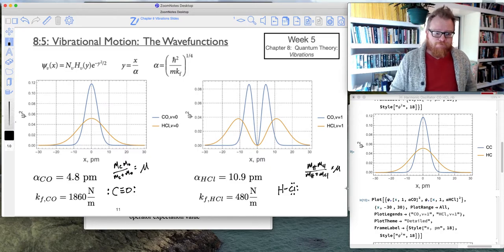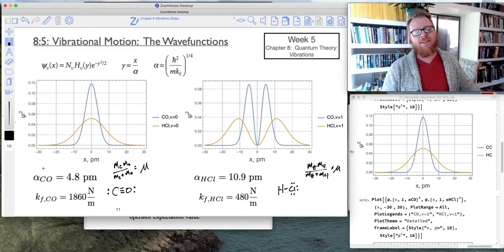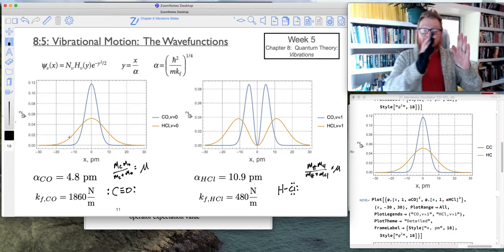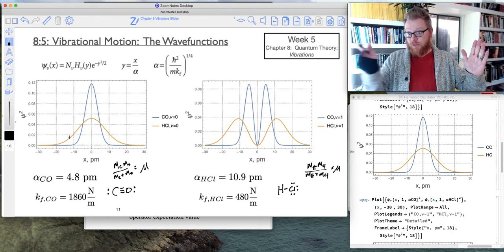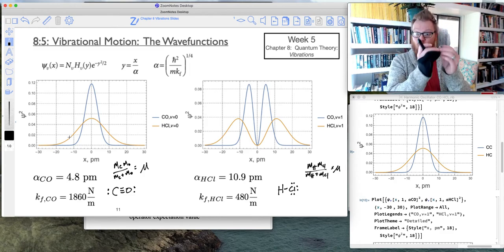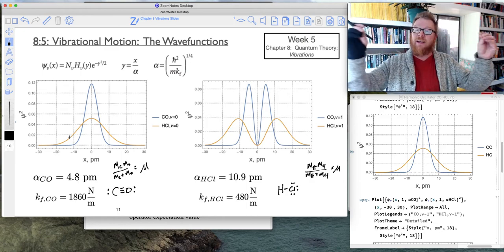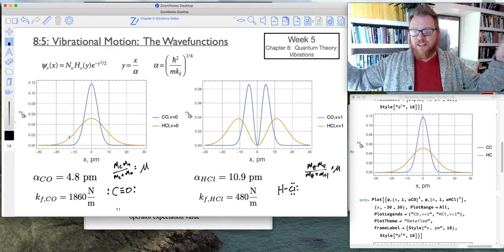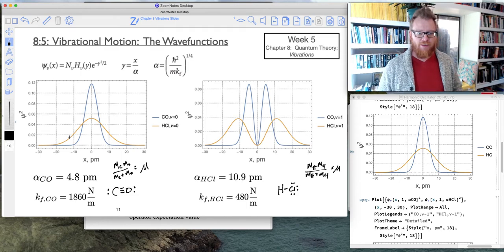Okay, so using the force constant and the reduced mass, I calculated alpha for carbon monoxide to be 4.8 picometers, and alpha for HCl to be 10.9 picometers. As you can see right here, HCl, in the orange, has a wave function that is much more spread out, because it's not as stiff of a spring. So when it vibrates, it can really elongate. It physically elongates to a bigger distance.